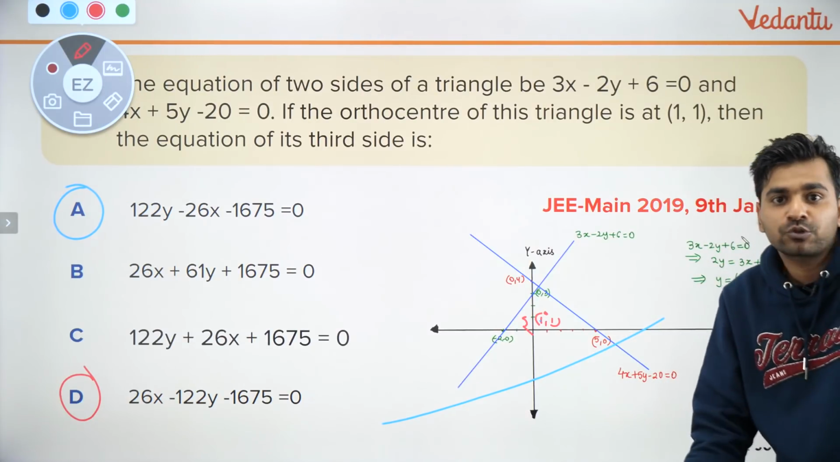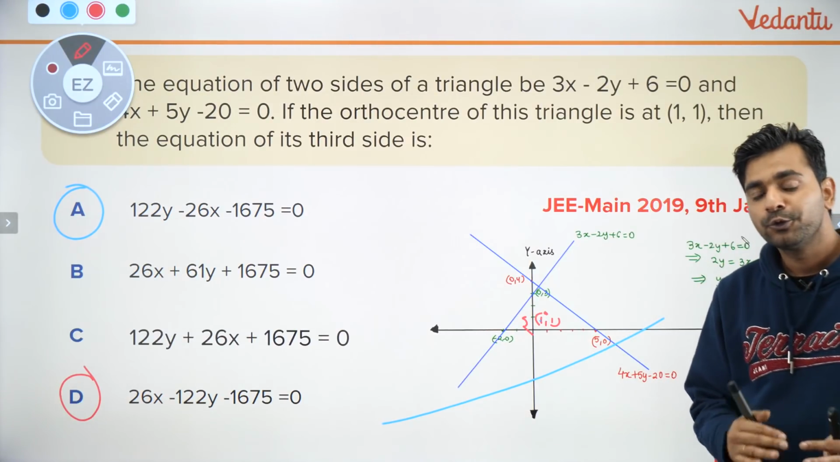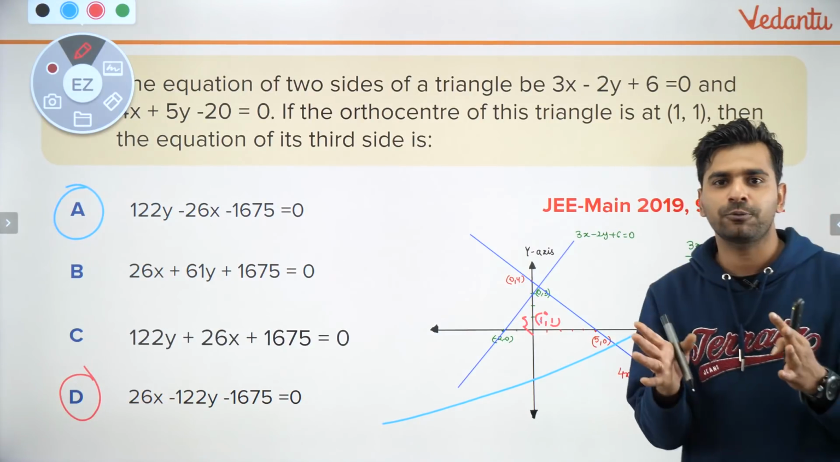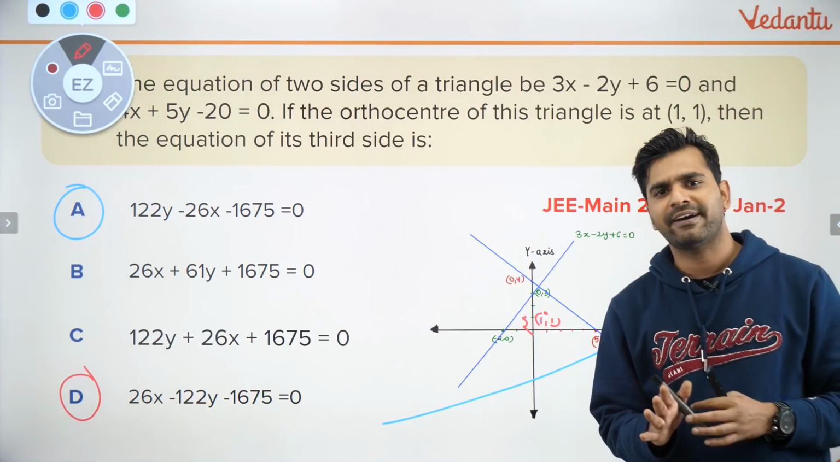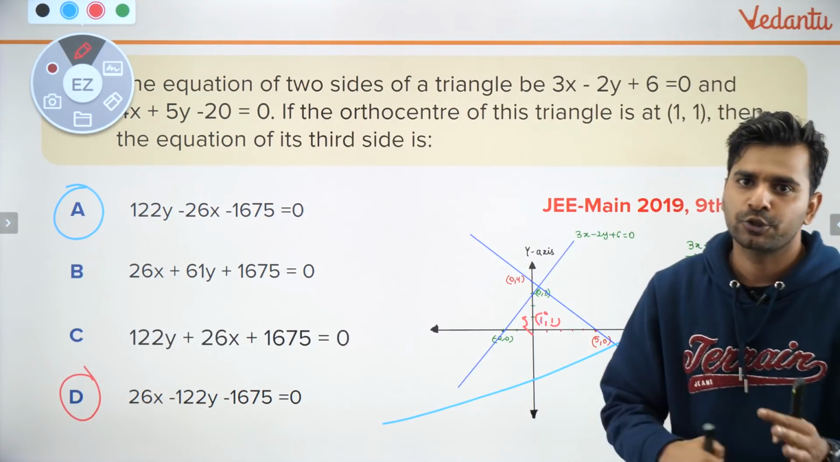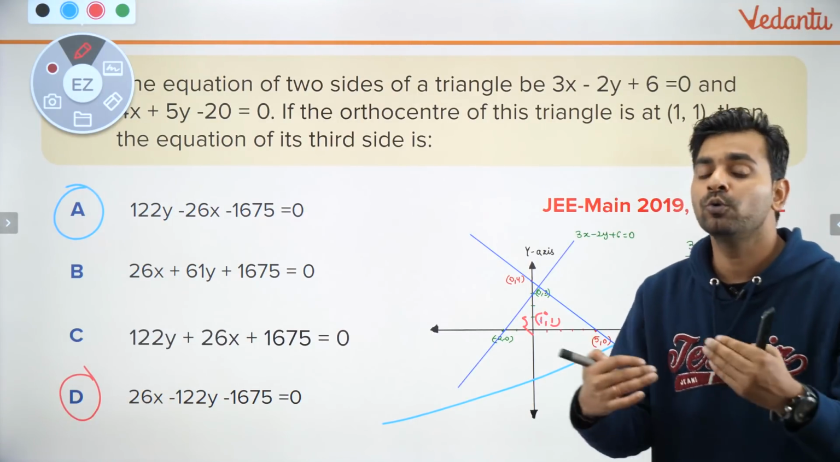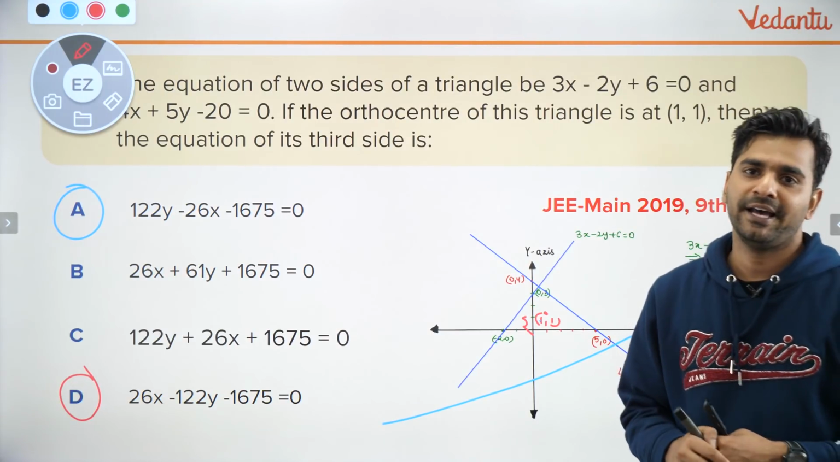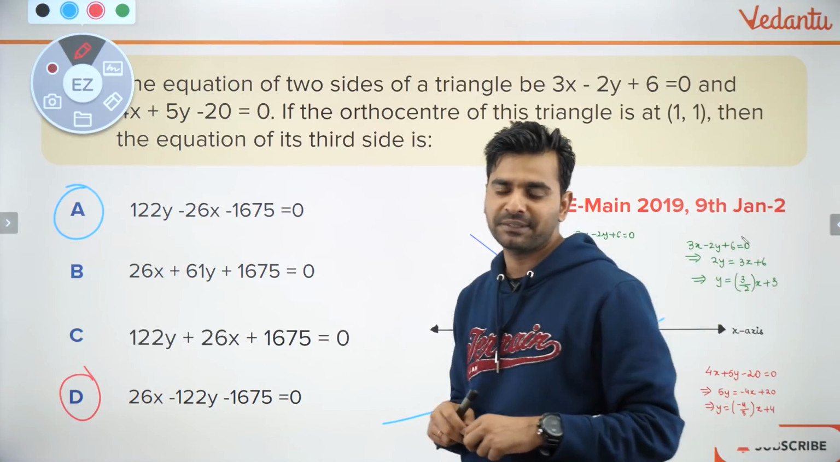So what I'm trying to say from this problem is to use geometry in order to solve questions. So your brain should be open. It's not a subjective exam, it's an objective exam. So you should have an idea how to eliminate the options coming in the exam as well. I hope that you guys have learned something out of this.